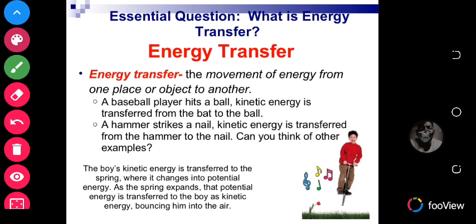A baseball player hits a ball, kinetic energy is transferred from the bat to the ball. A hammer strikes a nail, kinetic energy is transferred from the hammer to the nail. Can you think of other examples? So the boy in the picture here, the kinetic energy is transferred to the spring where it changes into potential energy, and as the spring expands, the potential energy is transferred to the boy as kinetic energy, bouncing him into the air. He is standing on a spring-like structure.